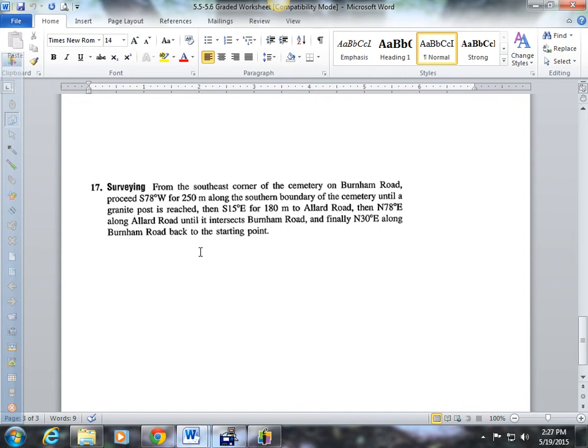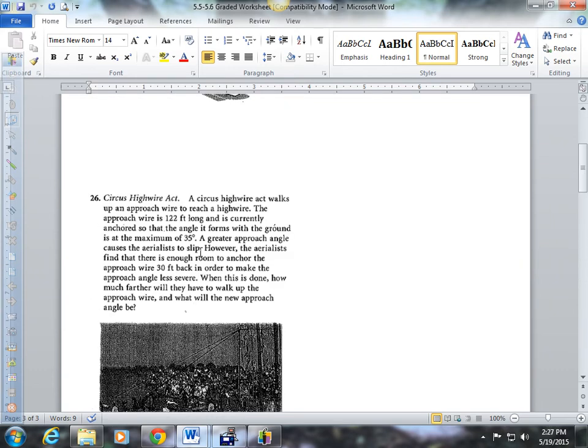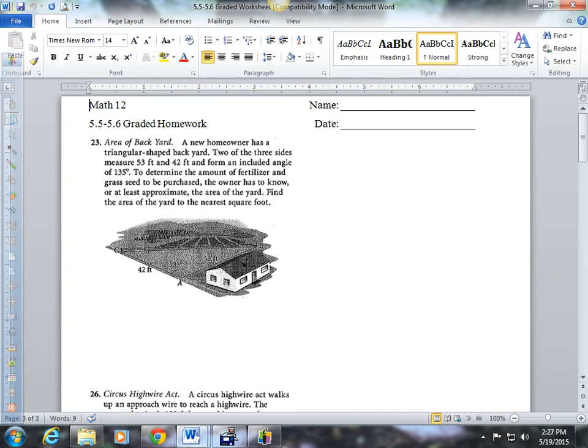And then these ones up here are just basic law of sines, law of cosines ones. I know that these are kind of hard to see, but if you'll work with me here, you can obviously see the 42 feet over here. But from A to B, that's 53 feet.